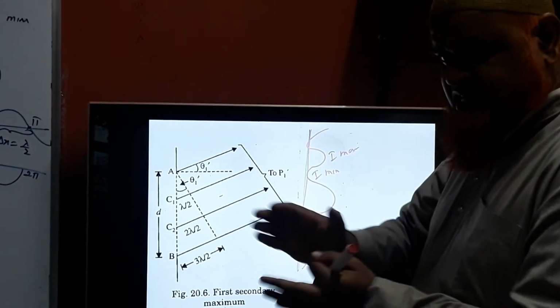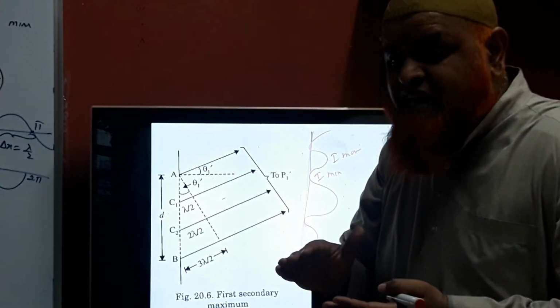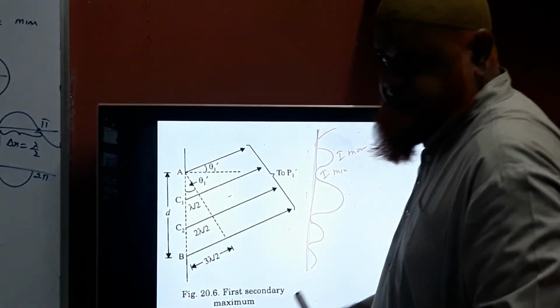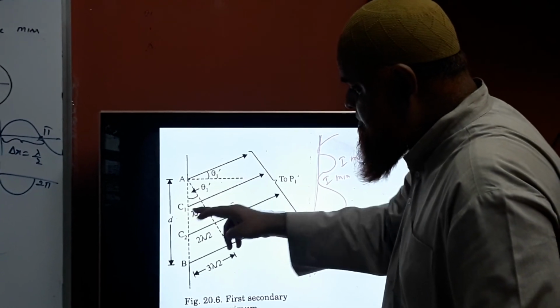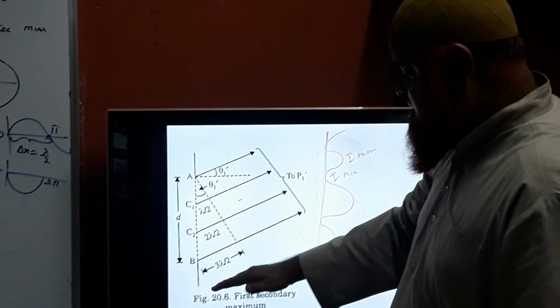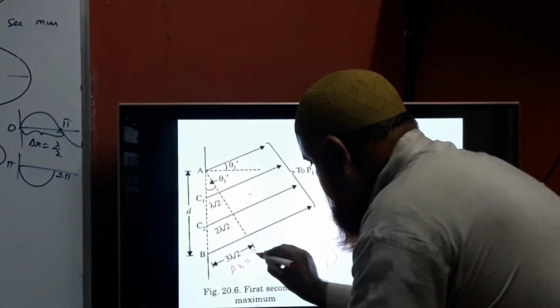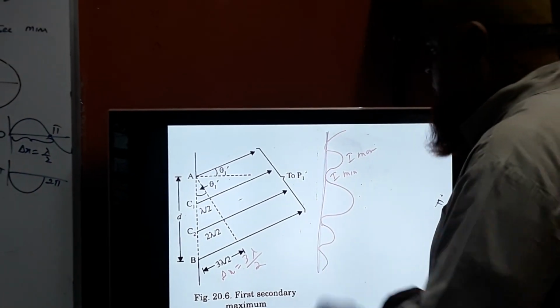To form maxima here, the slit is automatically divided into odd numbers. So it is divided into 3 parts here. As it is divided into 3 parts, the path difference between the first part and second part is lambda by 2, and this part is 2 lambda by 2, and this is 3 lambda by 2. So here, delta x is going to be how much? 3 lambda by 2. Then what is going to happen here?